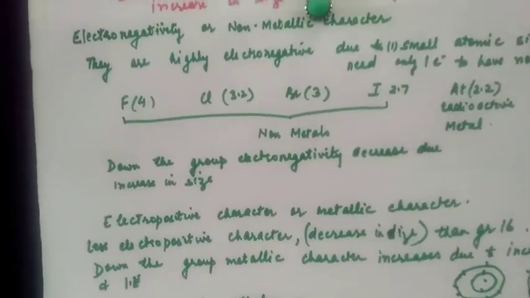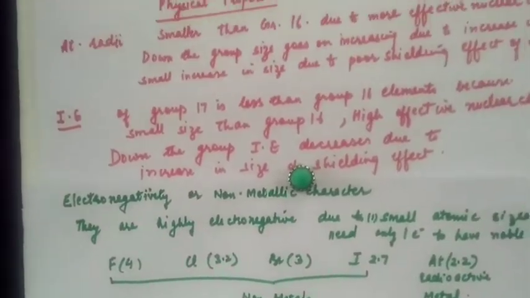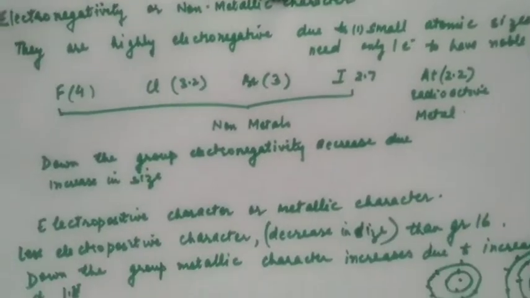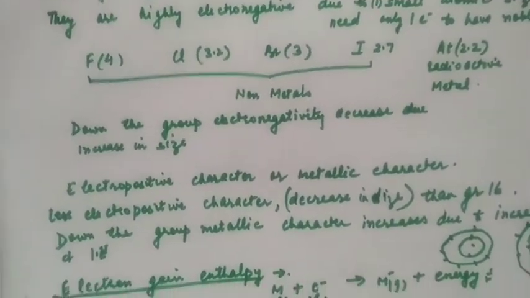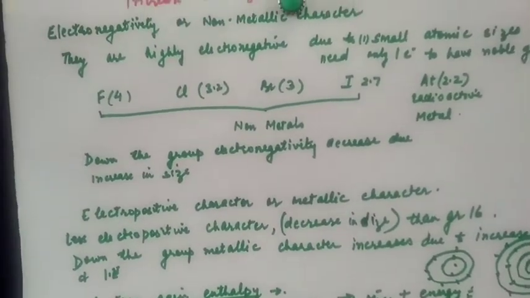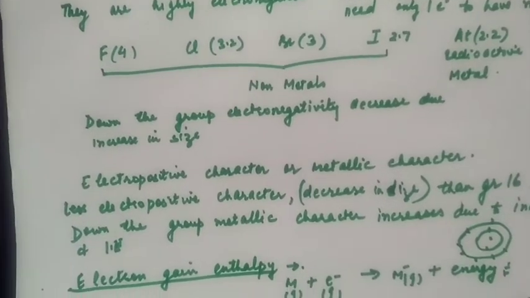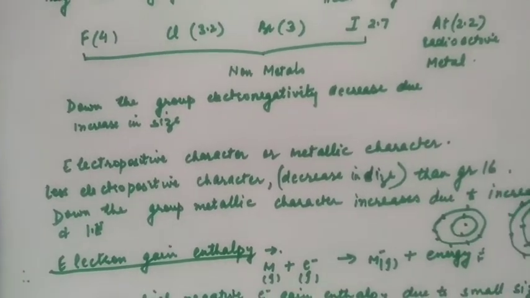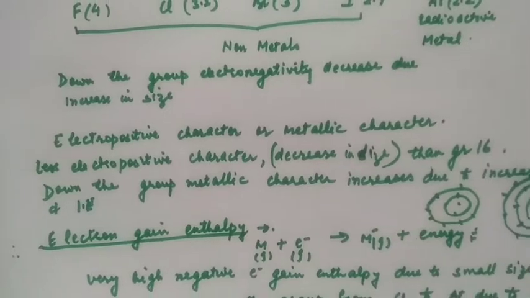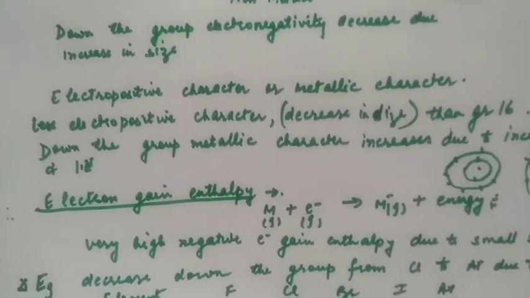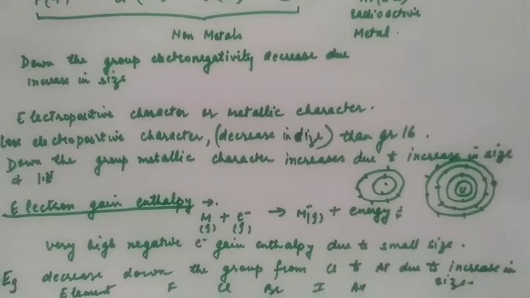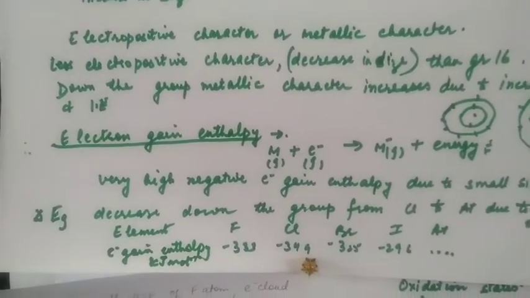Electropositive character is the reverse of non-metallic character. So group 17 elements are less electropositive than group 16. They have smaller size than group 16. Down the group, the metallic character increases due to increase in size.